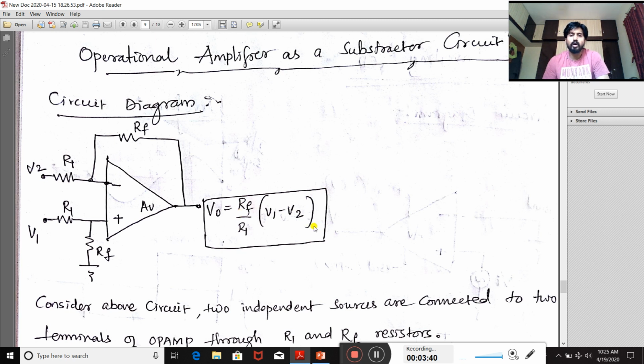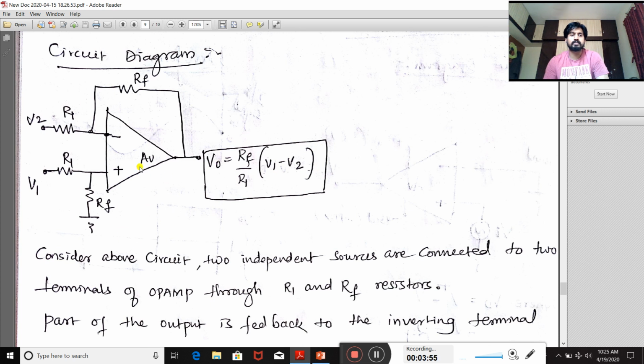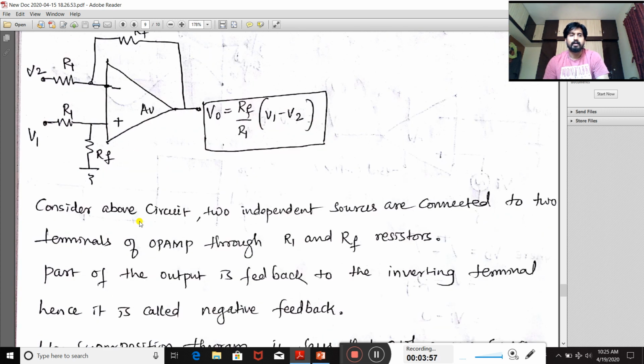Now how to arrive at this expression? That is based on the derivation. Let's try to understand the derivation to achieve this expression. So we have already told about the circuit construction. Now let's use the superposition theorem for this derivation.